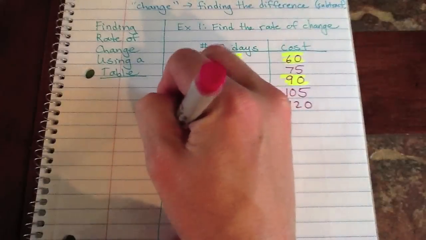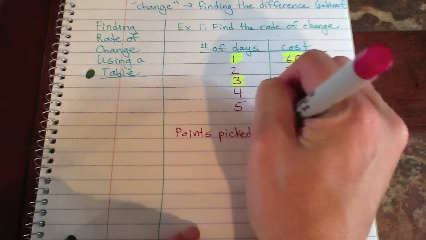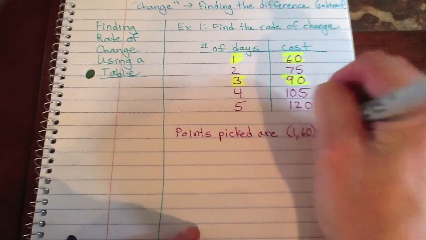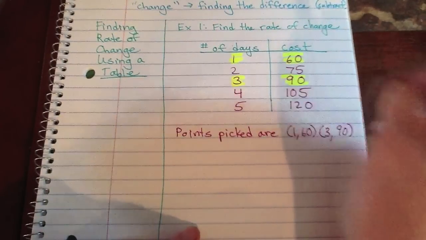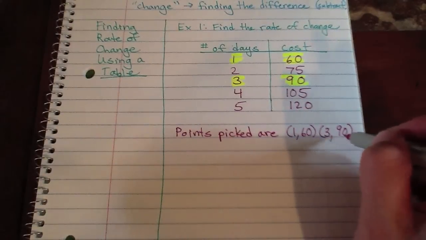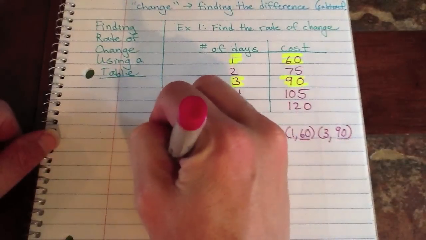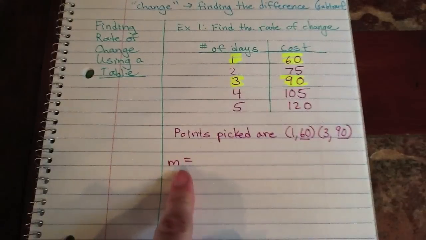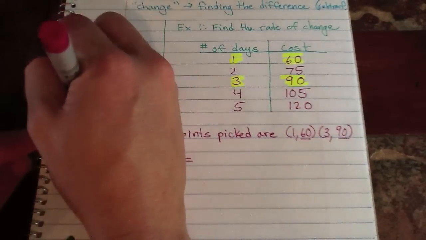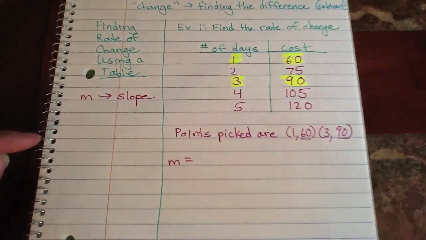So, the points that we're picking are 1, 60 and 3, 90. And then you're just going to set this up as a fraction the way we just talked about. Remember, y's go first because it's your dependent first. So I'm going to go ahead and call it m equals. Hopefully most of you remember m from last year. M represents slope. You can go ahead and add that over here. That's a letter we used for slope.